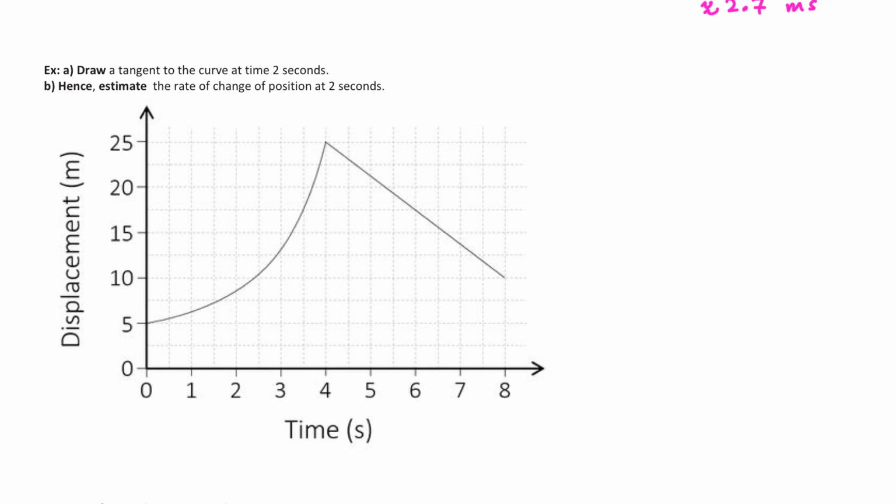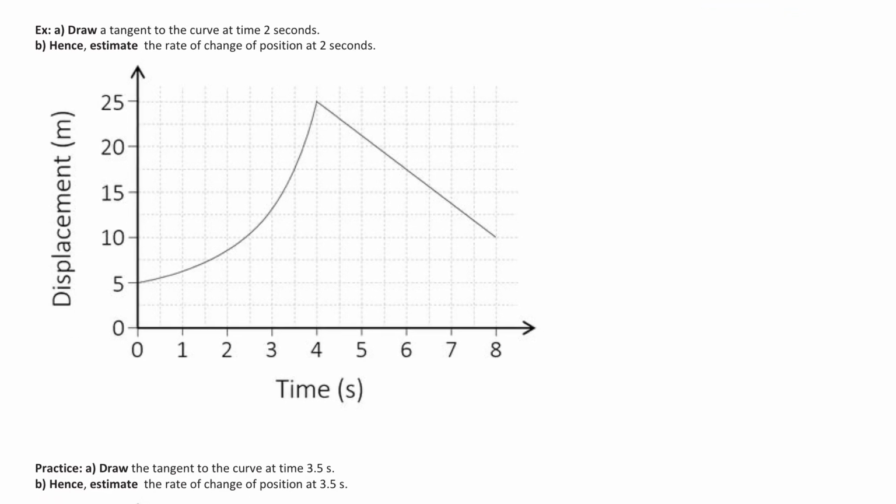Okay, let's do a few other examples, and then this one, draw a tangent to curve at time 2 seconds. So we're gonna do that first, and then hence estimate the rate of change of position at 2 seconds. So let's talk about terminologies here. So it says draw. I'm going to change that to a sketch, actually, because it's very difficult to draw things very effectively here. We're just going to do our best. And then so sketch the tangent first, and then it says hence.